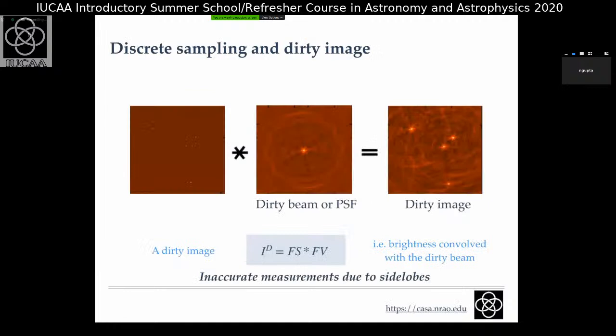And let's see what does this mean. So on the very left, if you see, this is just let's say the sky, and it has got some point sources. There are 4 sources you can see on your screen, and in the second panel here, you see what is called the point spread function, or the dirty beam.